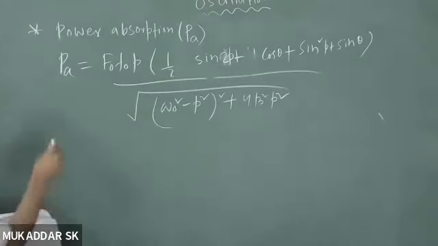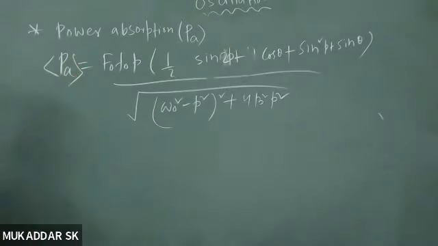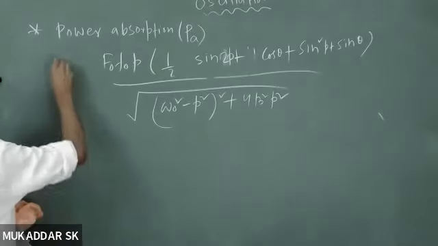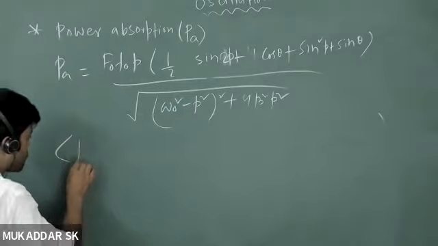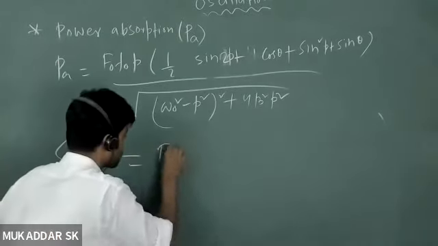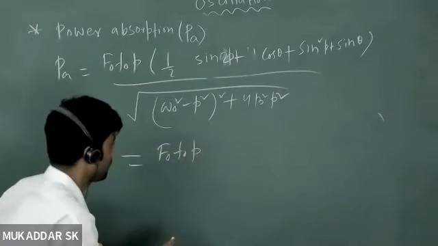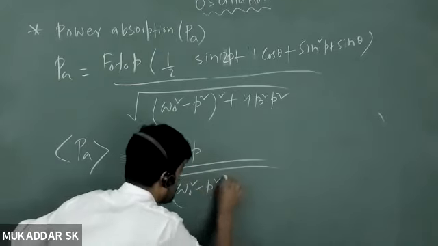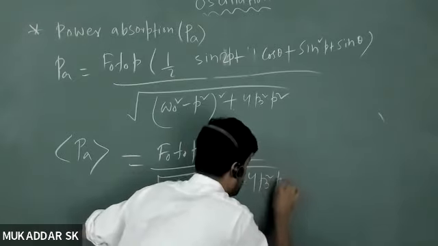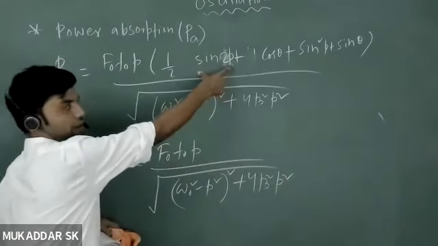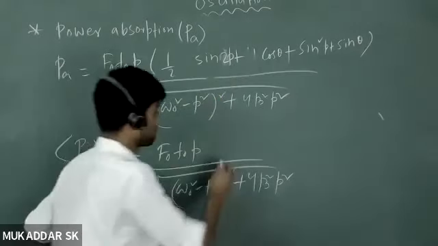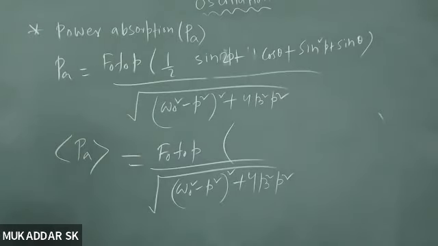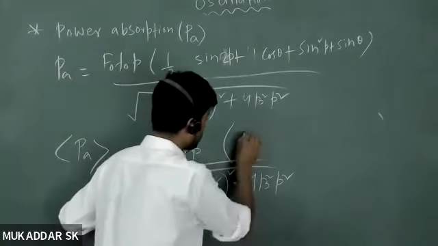Now if I take the time average of power absorption, what will it be? Sin 2pt will become 0. The small f naught p will be the same as it is, of course, and the factor in the denominator, (omega naught square minus p square) whole square plus 4 beta square p square, will be the same. Now the time average of a sine function is how much? 0. Everybody, tell me, what is the time average? 0, sir. Right, so this term will be 0.